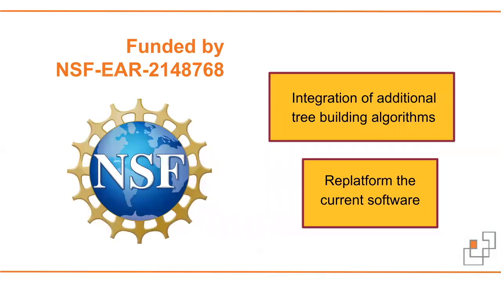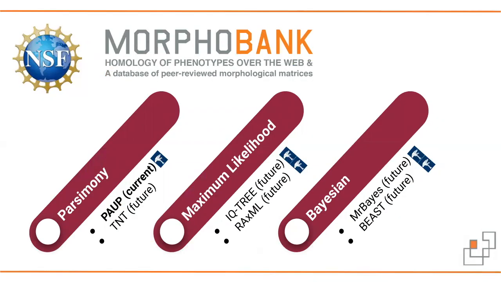MorphoBank has received funding from the National Science Foundation to add additional computational resources to build phylogenetic trees. This includes adding parsimony, maximum likelihood, and Bayesian algorithms. And the funding is also going to support a replatforming of the current software and an updated website. As MorphoBank is going through this update, we are collaborating with CIPRES to bring maximum likelihood and Bayesian analyses to MorphoBank. We are also working with TNT to add additional parsimony options. These updates will allow users not only to build data matrices within MorphoBank, but you can also analyze the matrix using numerous phylogenetic methods and programs.